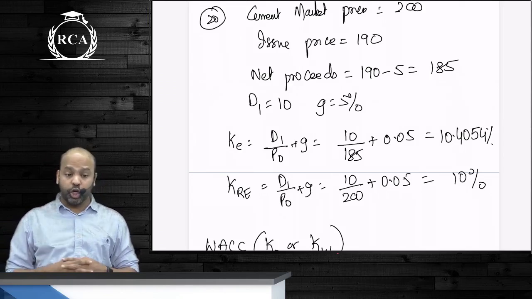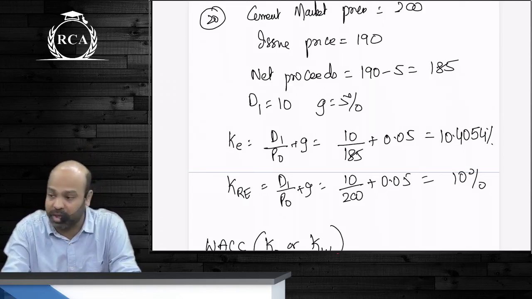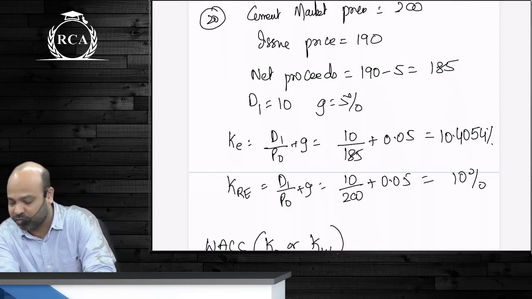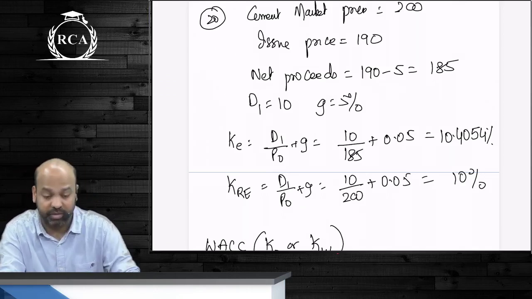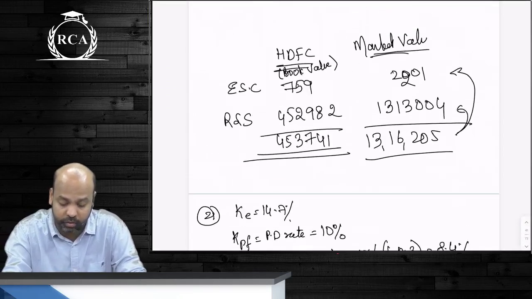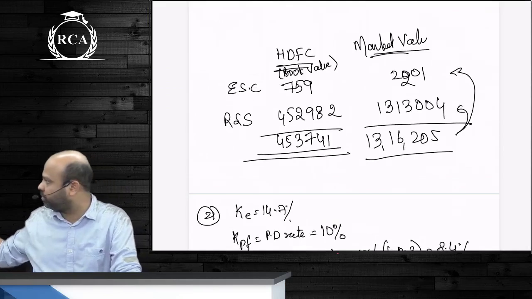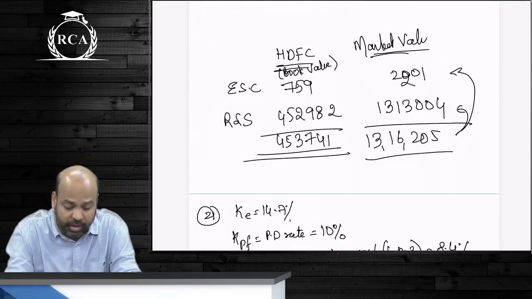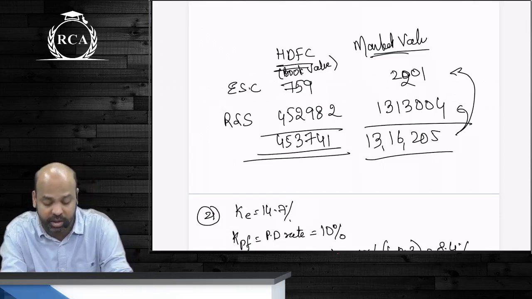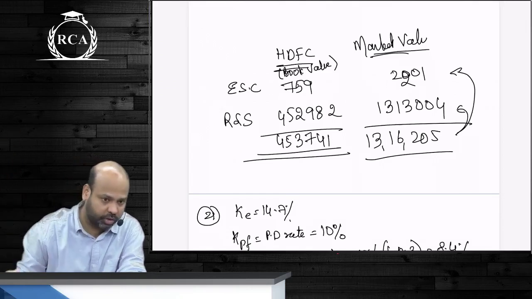Now, overall cost of capital, guys, is an average cost of all the sources of capital. So you multiply weights of individual sources of capital by their costs of capital. Now, the market value of equity, guys, is the value of all the categories of equity shareholders' funds. Let's say I gave the example of HDFC. I said the market value of HDFC is 13,16,205 crores, whereas the book value of capital, beta, is 4,53,741 crores. Market value of equity is the combined value of all the shareholders' funds.